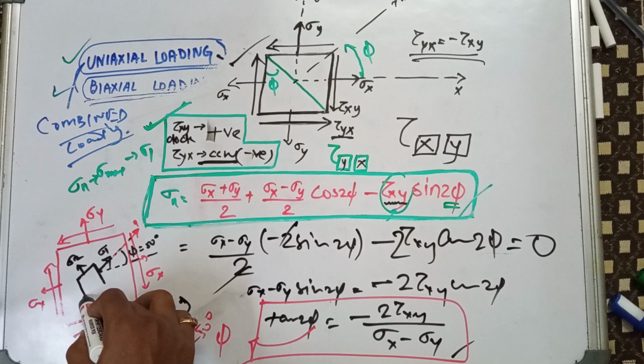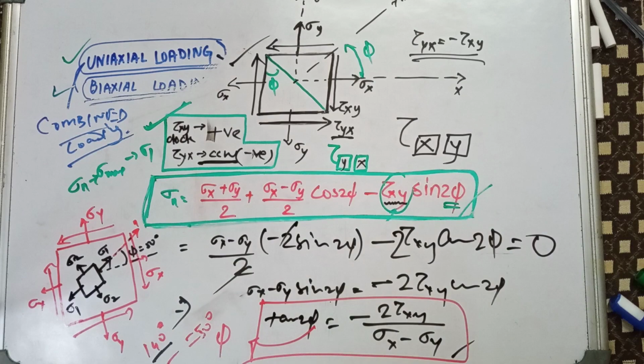So this will be sigma 2, this will be sigma 1. Now, my dear, tell me what will be the shear stress in these planes, at the 50 degree and 140 degree planes? It is zero, because we have understood that the shear stress value at the principal planes is zero. Is it clear to you or not? You can take any numerical and check that.